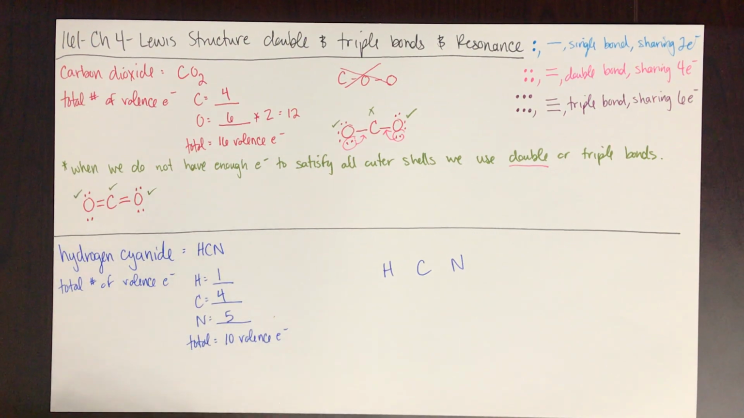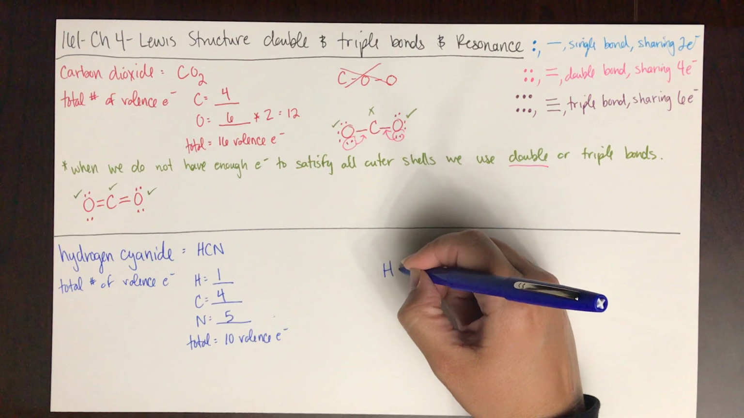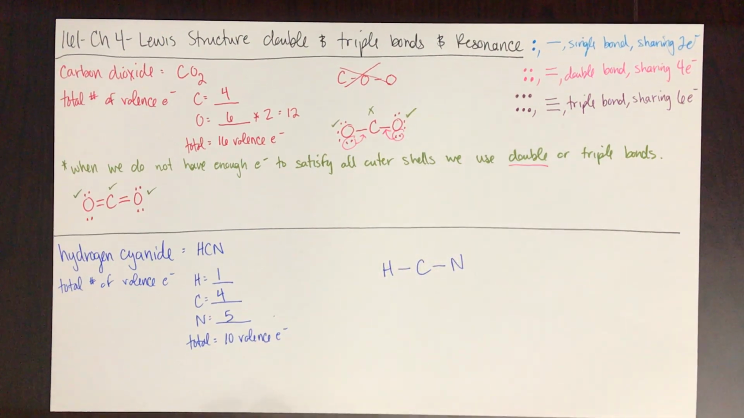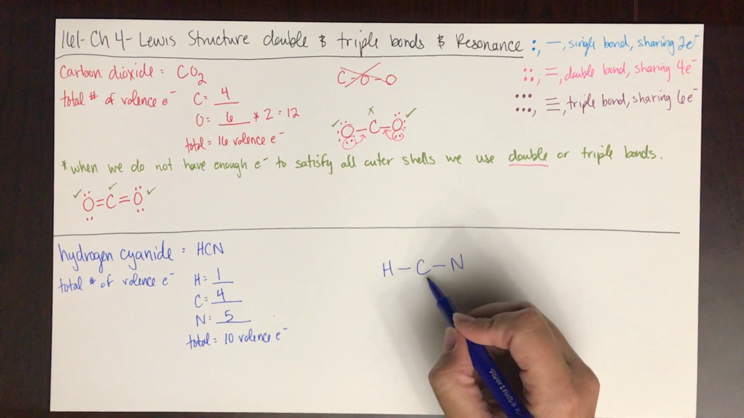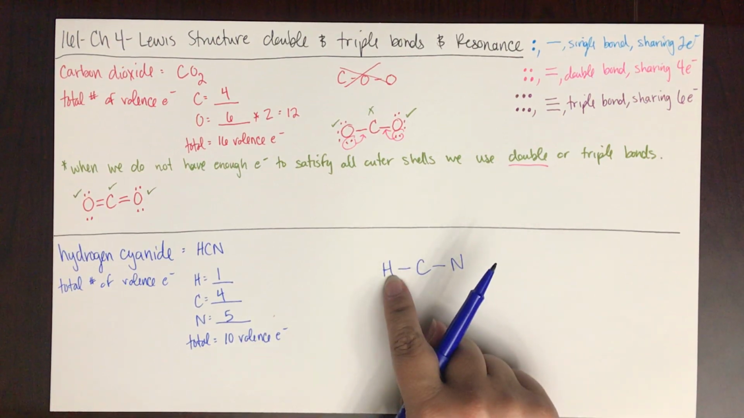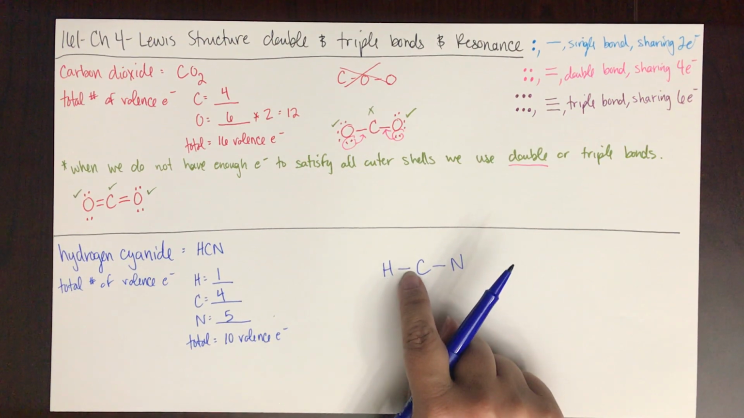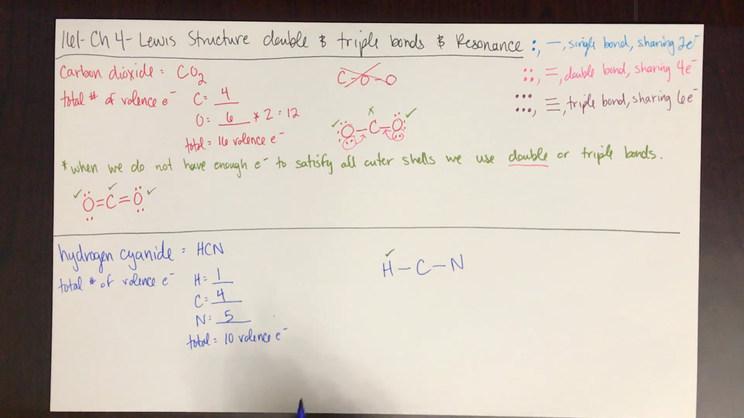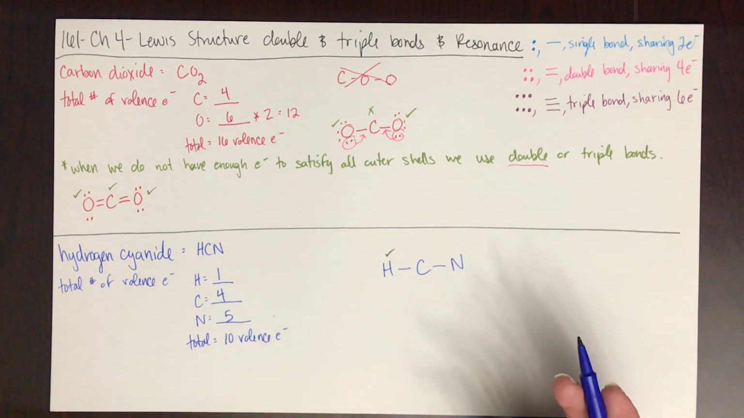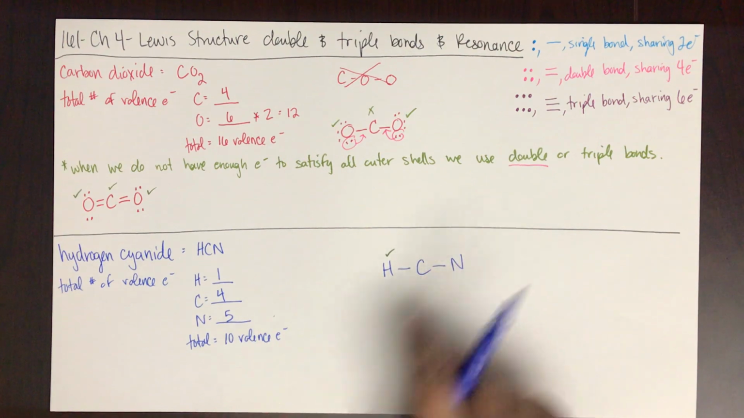Okay, so I have 10 valence electrons. So if I do 2, 4, I only have 6 valence electrons left. So I am not going to have enough valence electrons to fill both the octet of nitrogen and the octet of carbon. Hydrogen is already full because remember, hydrogen just wants a duet. So hydrogen with this one bond is already done. It's happy. Okay, so I've used 2, 4 electrons and I only have 6 left to satisfy both these octets.